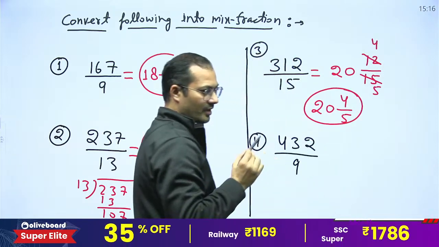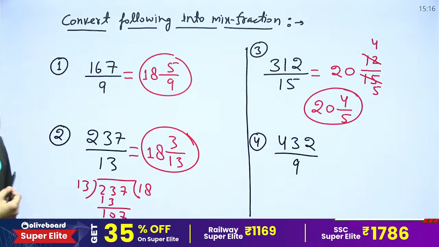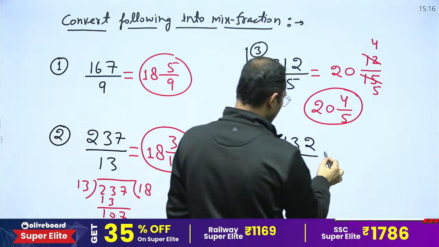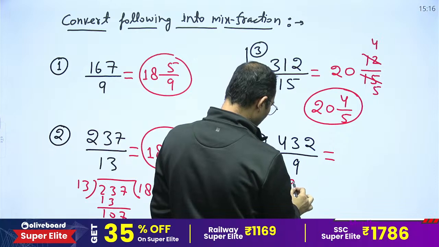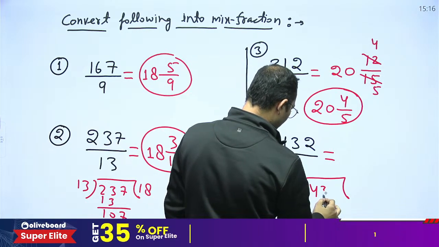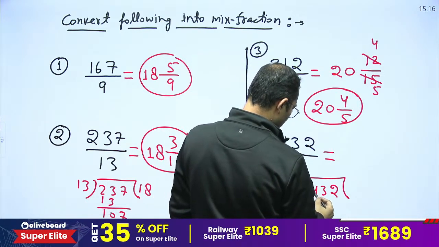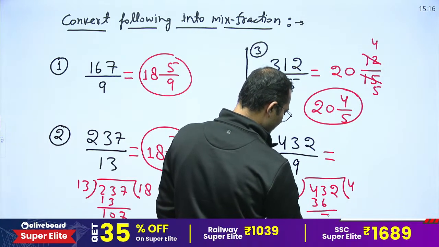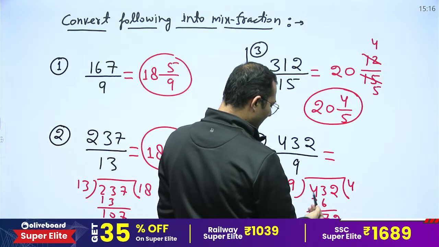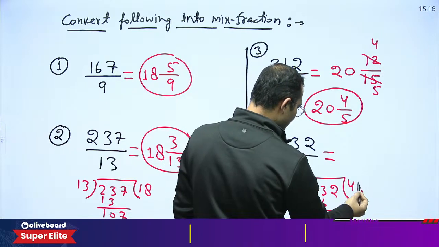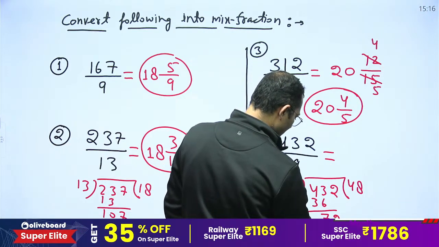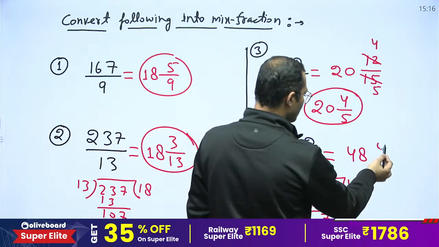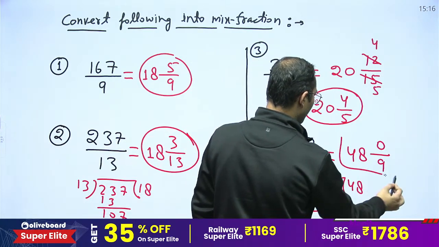So the remainder must be less than the divisor, right? Is this clear? No problem, no doubt. See, so divided by 9, 432. 9 fours are 36. How much is left? 7. So completely divisible. 9 eights are 72, right? So simply we can say that 48. Okay. Or if you want to write it, 0 divided by 9. Simple.